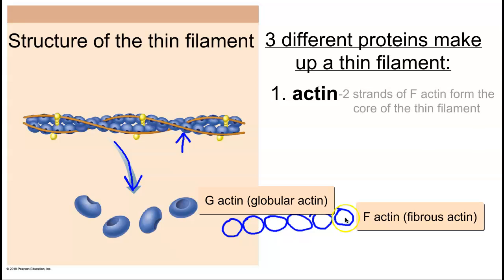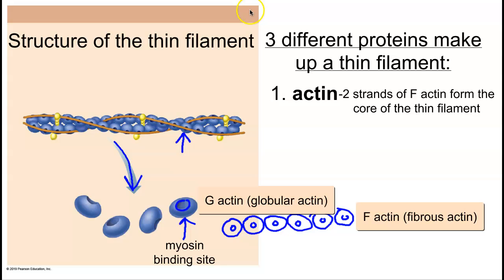each other. Taking a closer look at each molecule of actin, notice how it has that well in it, that indentation. That's a binding site for myosin. And so each one of these actin beads can bind to myosin. So let's take a look at another protein that makes up the thin filament.